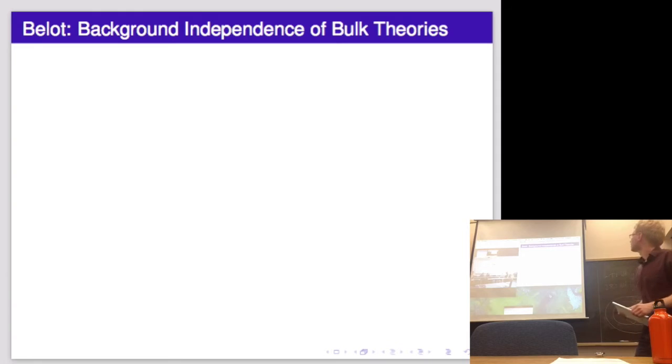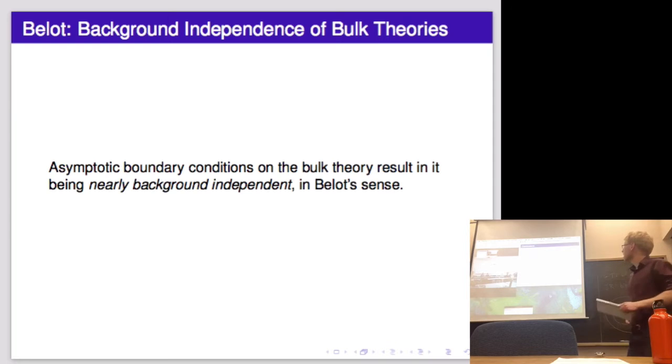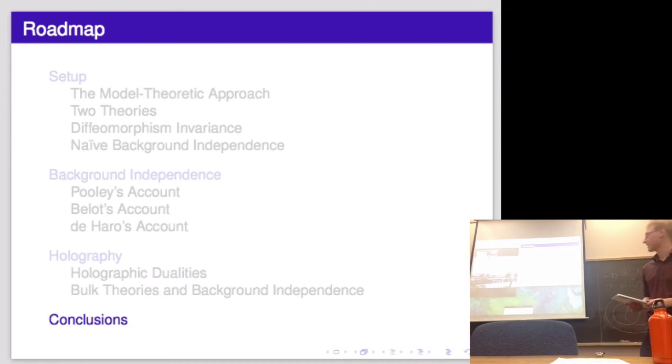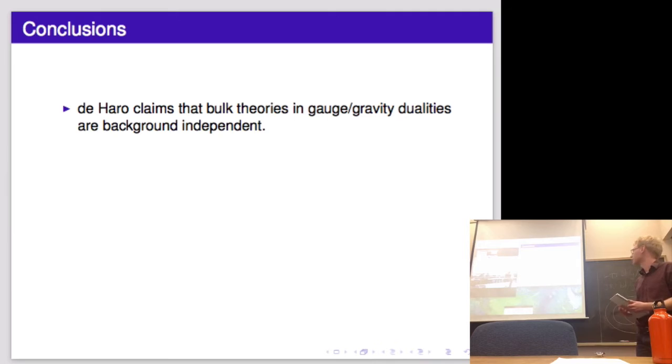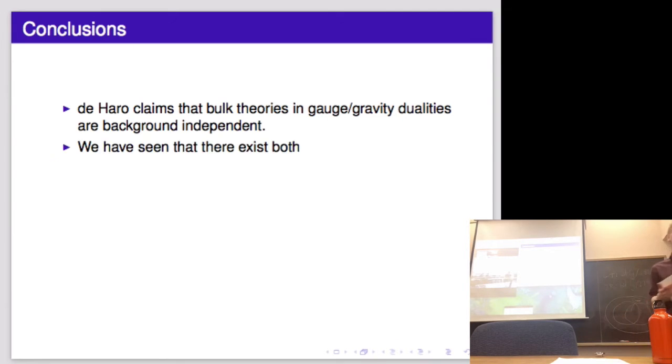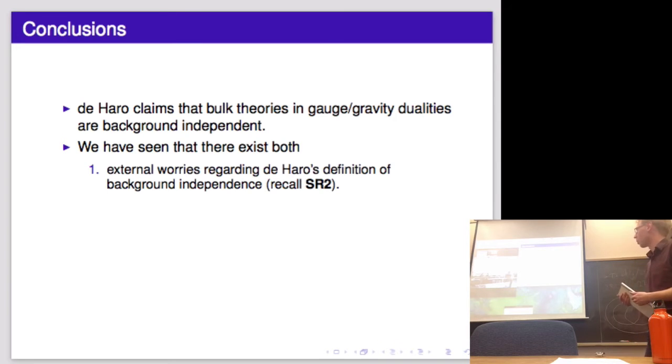Finally, on Belot's definition, it's actually pretty straightforward. The bulk theories come out as nearly background independent in the sense that we talked about earlier. So just to wrap up, Haro tells us that bulk theories and gauge gravity dualities are background independent, but we've seen that there exist worries regarding his definition of background independence.